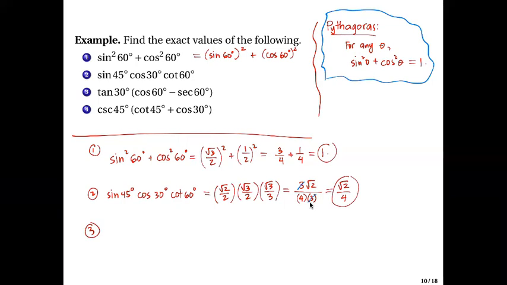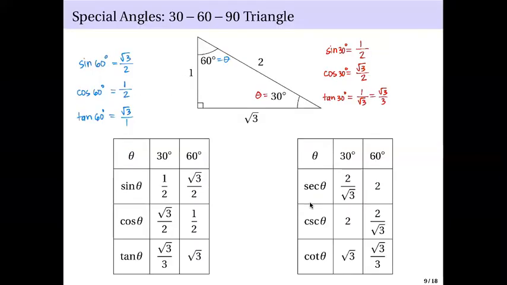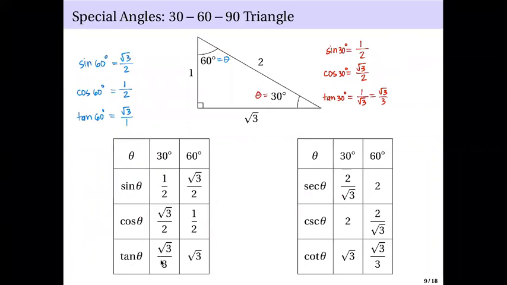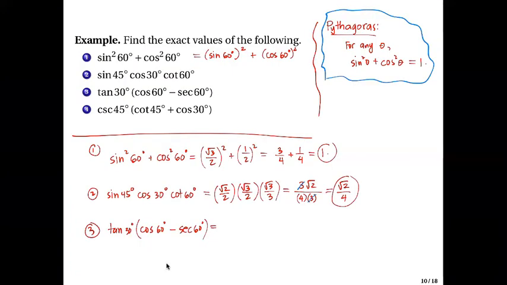Number 3, we have tangent 30 degrees times cosine 60 degrees minus secant 60 degrees. For tangent 30 degrees, we have tangent 30 degrees here. This is the square root of 3 over 3. So square root of 3 over 3.